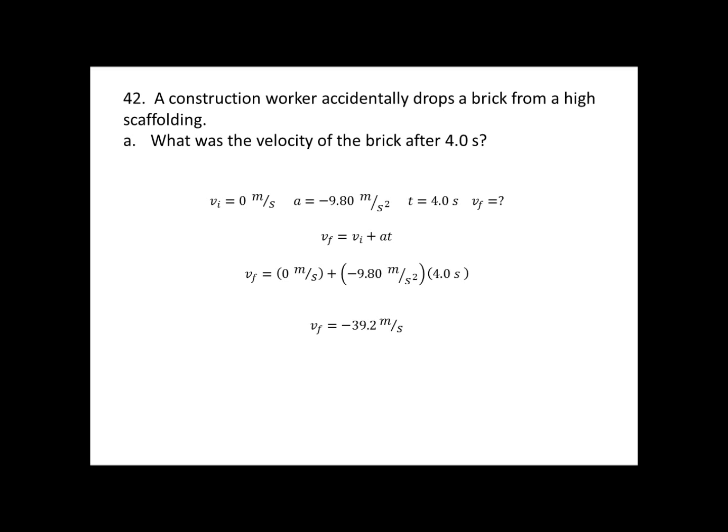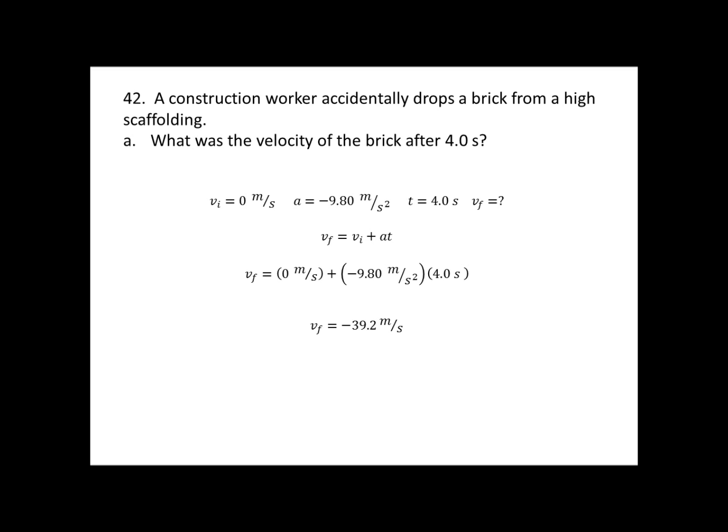So the equation that I'm going to use is V final equals V initial plus AT. Plugging in everything that I know, I find out that the final velocity is negative 39.2 meters per second. Now that's one too many sig figs, so the answer I should actually report is a negative 39 meters per second. Is that negative important?